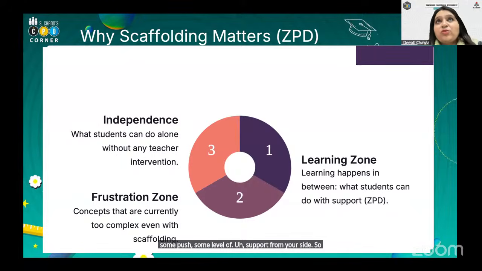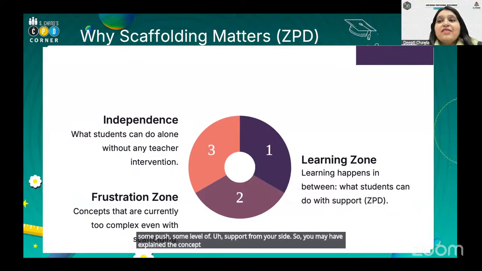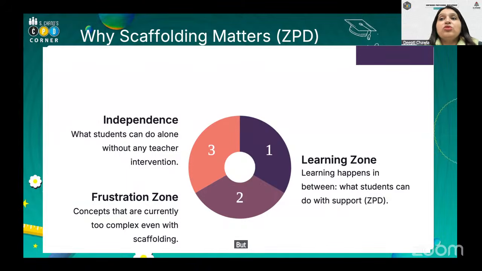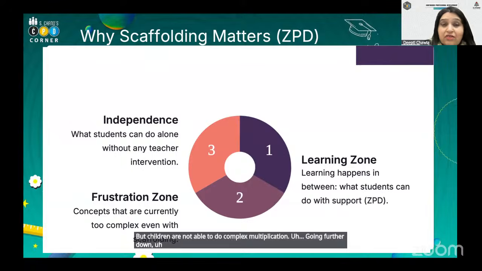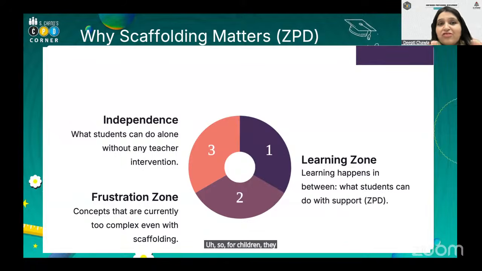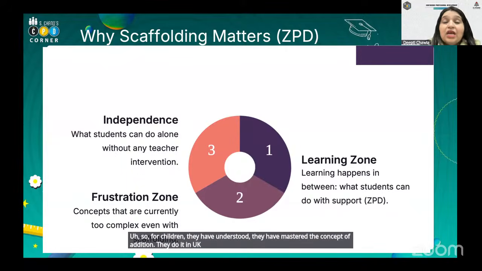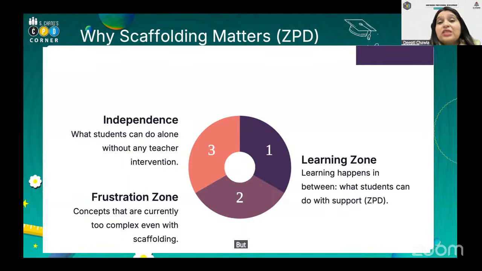So you may have explained the concept of, let's say, multiplication, but children are not able to do complex multiplication. Going further down in terms of grade levels, children have understood, they have mastered the concept of addition. They do it in UKG, grade 1, right? But to be able to do sums with carryover, they find it very, very difficult.